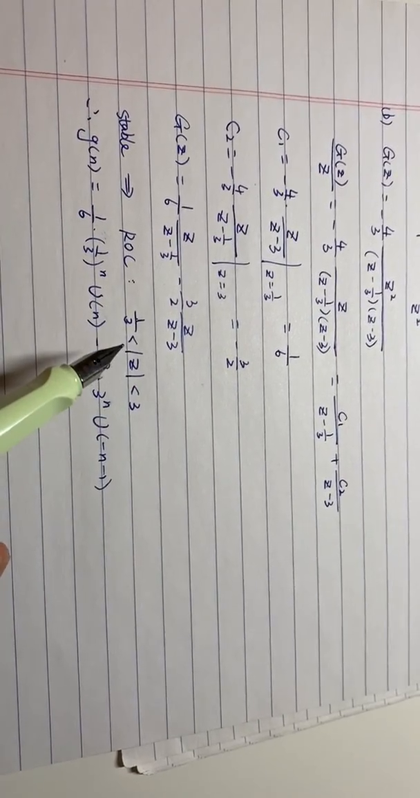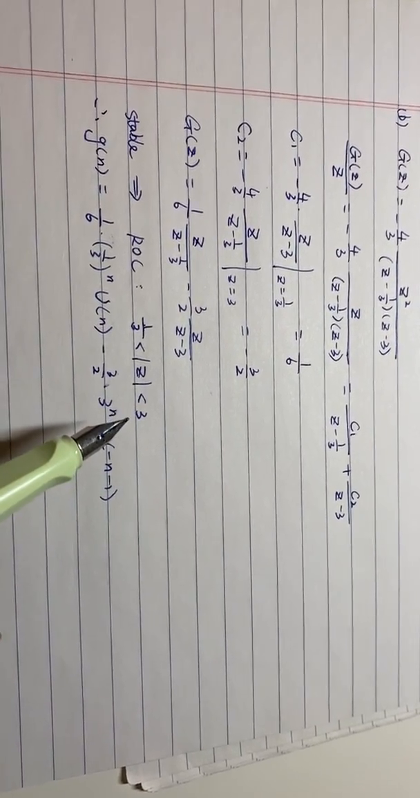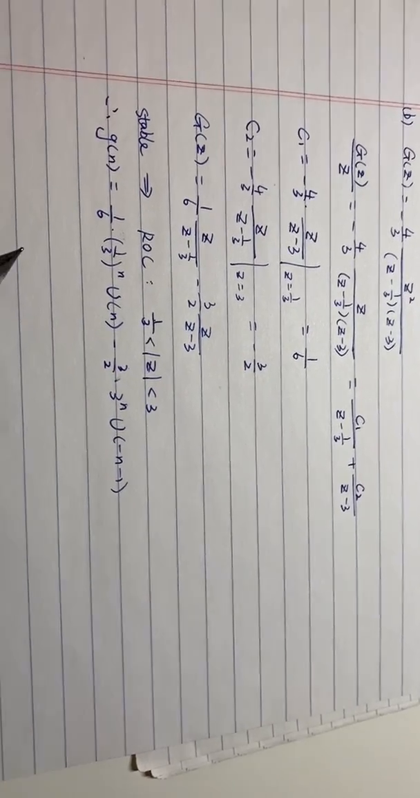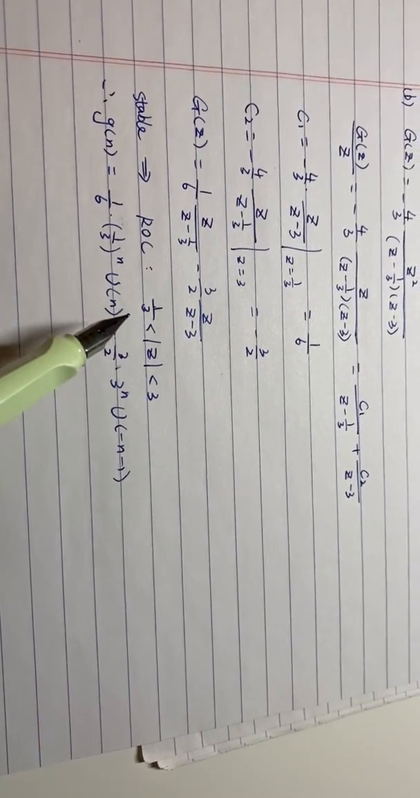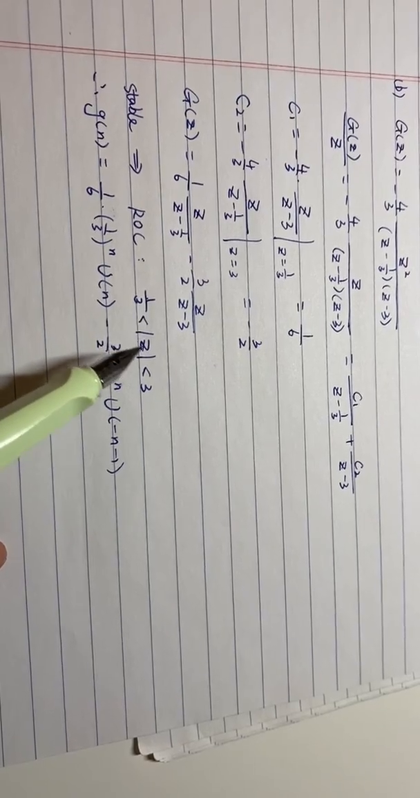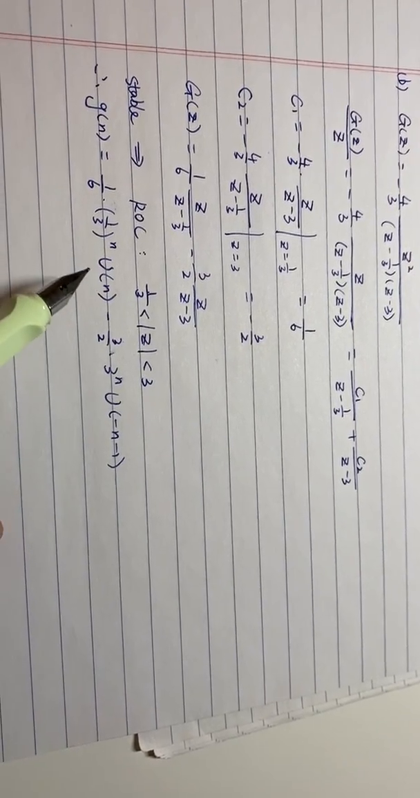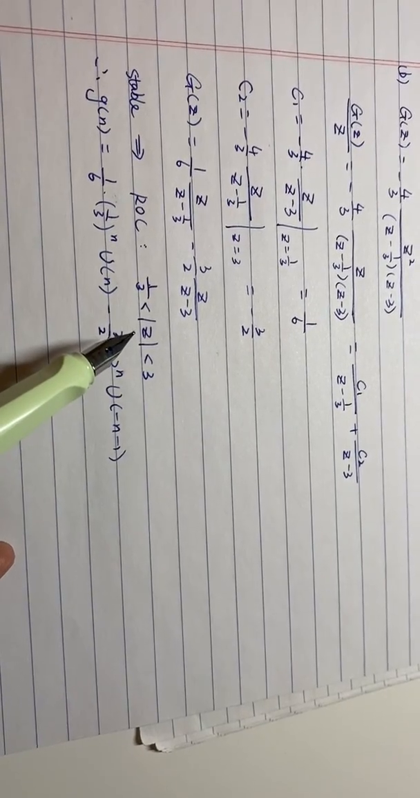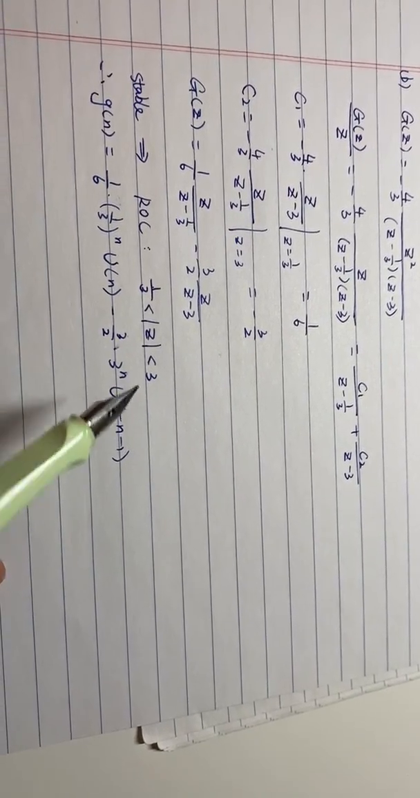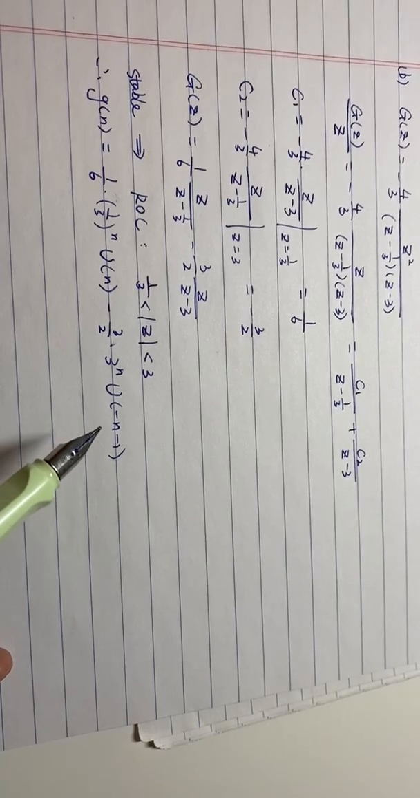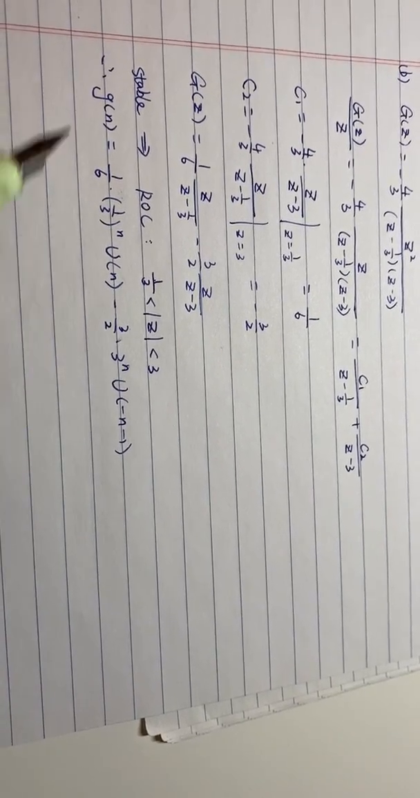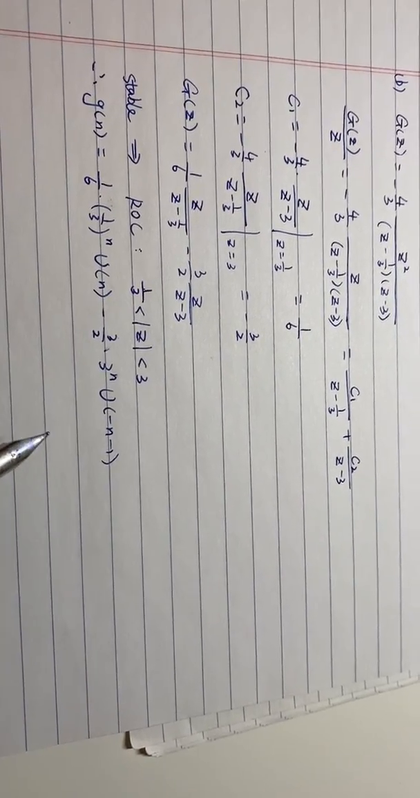So here's the ROC. With the ROC, we can finally get the impulse response, because as the modulus of z is larger than 1/3, here is u[n], and as the modulus of z is smaller than 3, here is u[-n-1]. So this is the final answer.